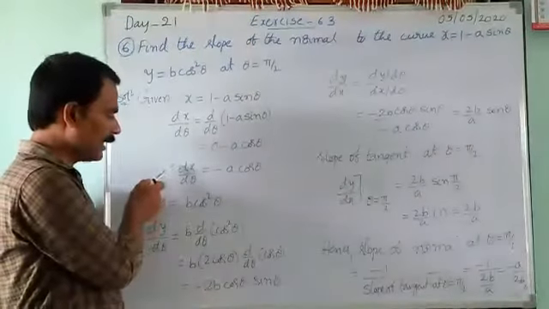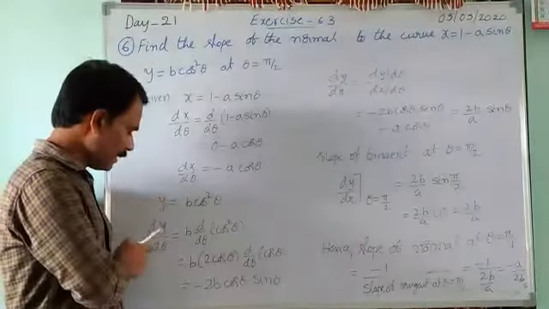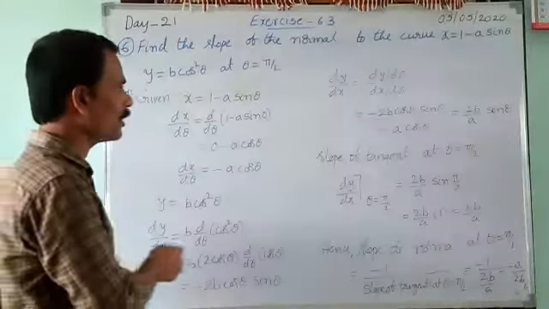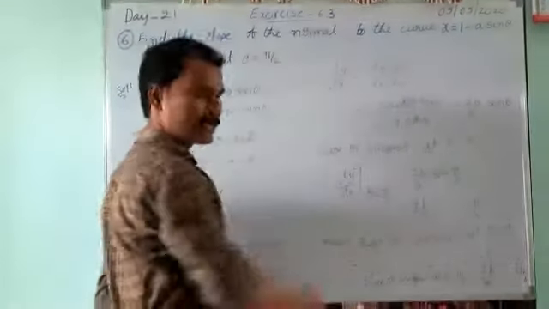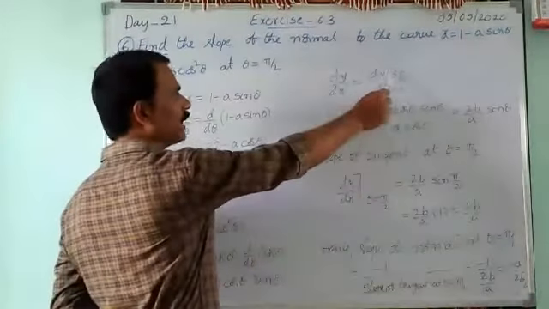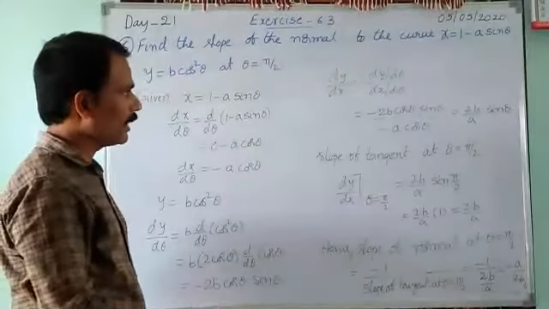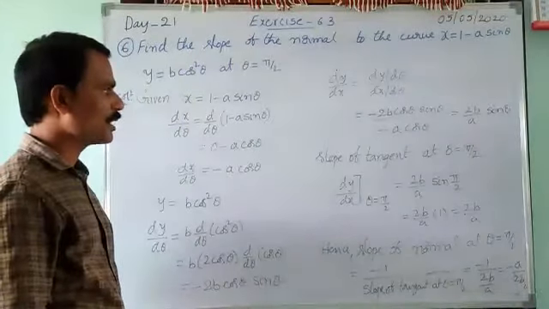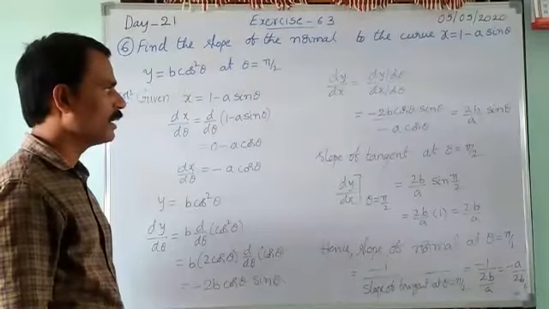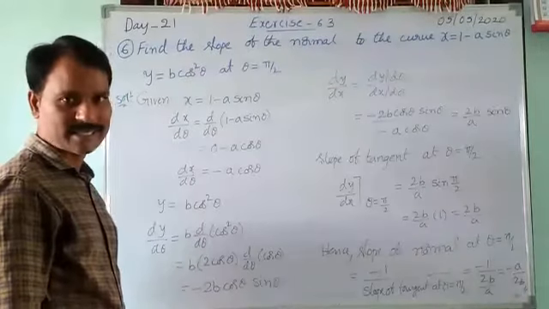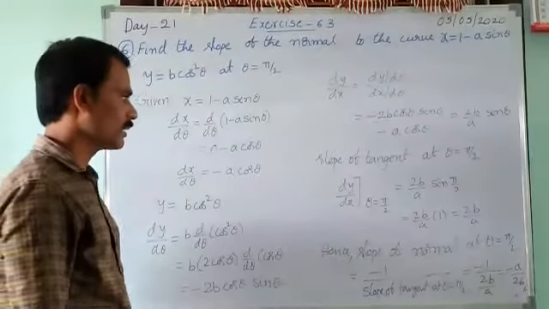We calculated dx by d theta and dy by d theta, both. After calculating these two values, what do we have to find? dy by dx. dy by dx is equal to dy by d theta divided by dx by d theta. Write the dy by d theta value, minus 2b into cos theta into sin theta, by minus a cos theta, which is equal to 2b by a sin theta.